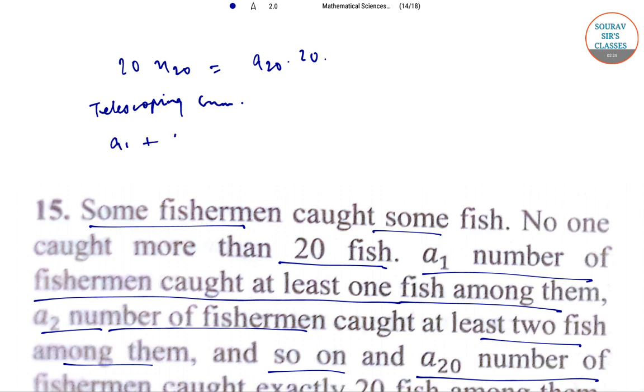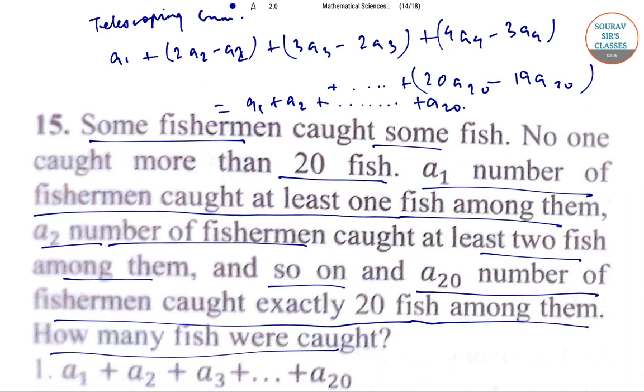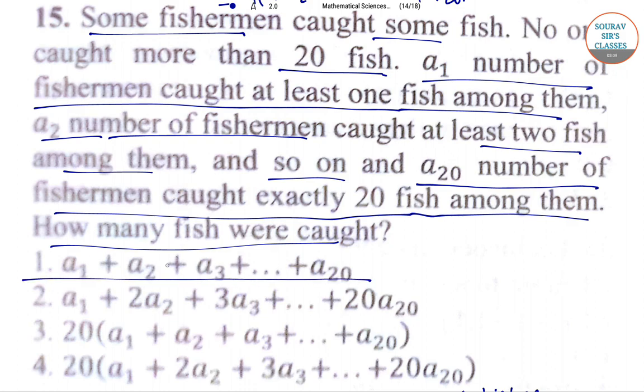which is equal to a1 plus 2a2 minus a1 plus 3a3 minus 2a3 plus 4a4 minus 3a4, and so on up to 20a20 minus 19a20. And here this would be 2a2 minus a2. So this would give us a1 plus a2, and so on up to a20. Therefore, option 1 gives us the correct answer.